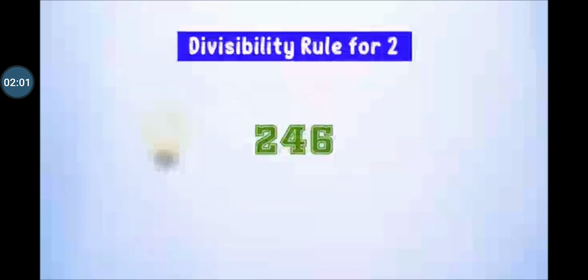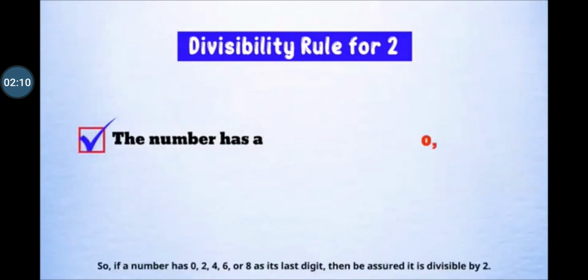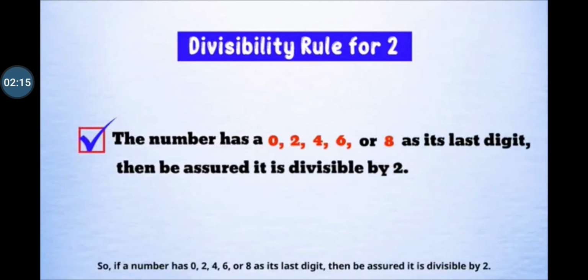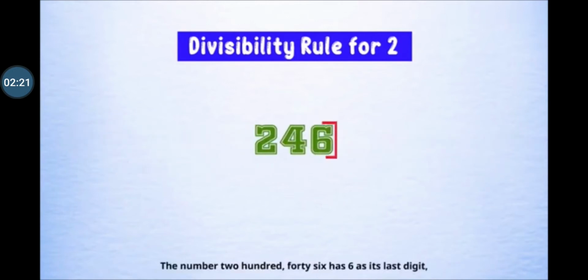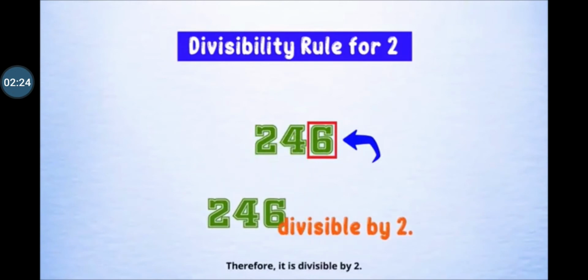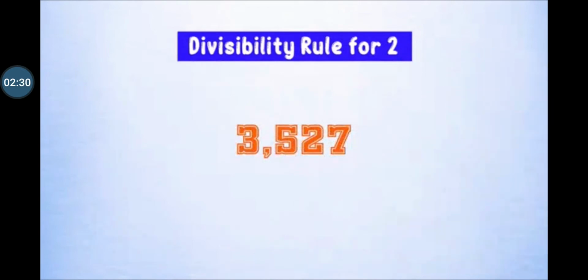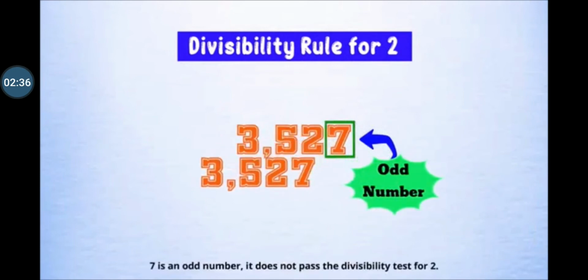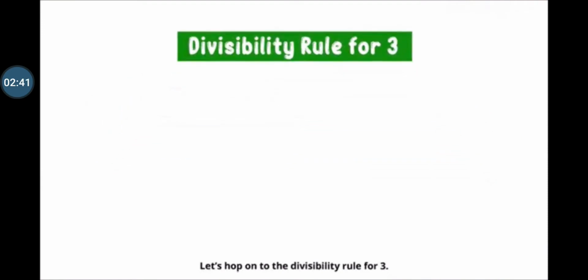For the numbers, let us start from 2. This is our first number, 246. So let us check. If a number has 0, 2, 4, 6 or 8 as its last digit, then it is divisible by 2. So here 246 has 6 as its last digit. Now look at this number. The last digit is 7. Is it divisible by 2? No. So it is not divisible by 2.